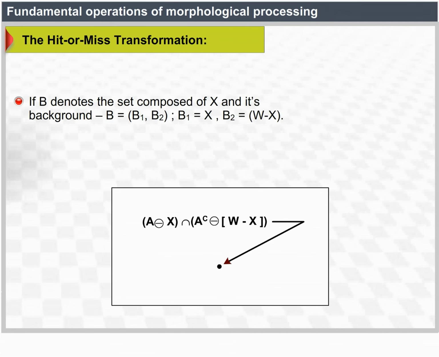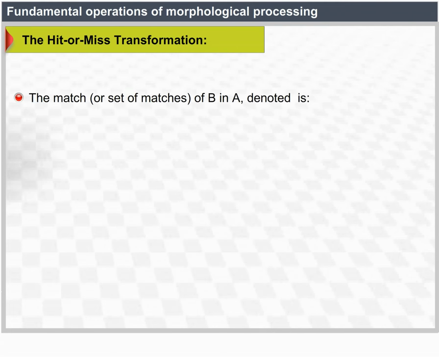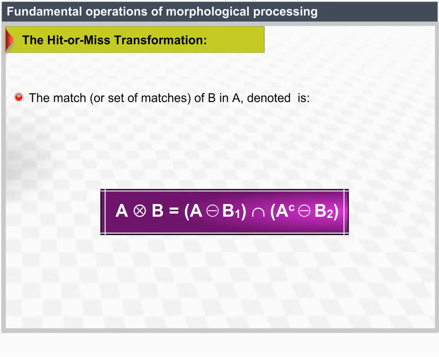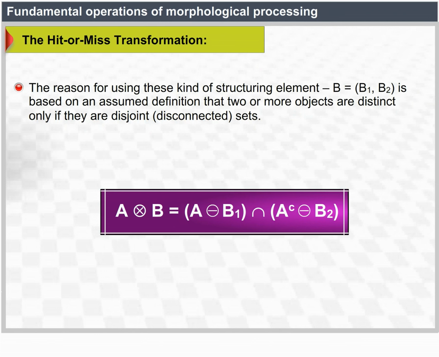If B denotes the set composed of X and its background, B equals B1, B2, B1 equals X, B2 equals W minus X. The match or set of matches of B in A can be represented by the equation and diagrams shown on screen. The reason for using this kind of structuring element, B equals B1, B2, is based on an assumed definition that two or more objects are distinct only if they are disjoint, disconnected sets.